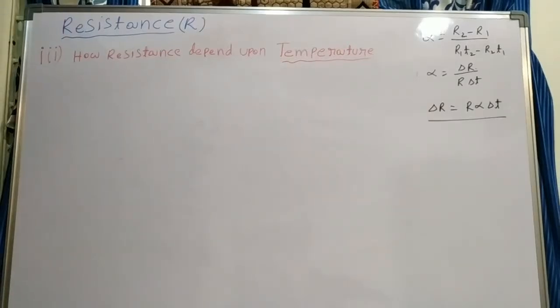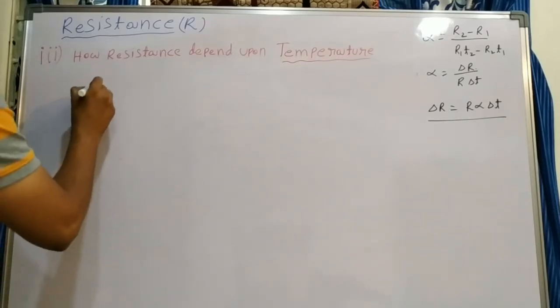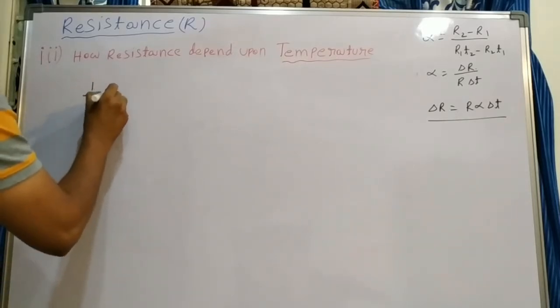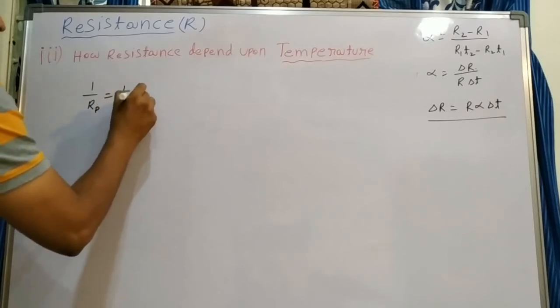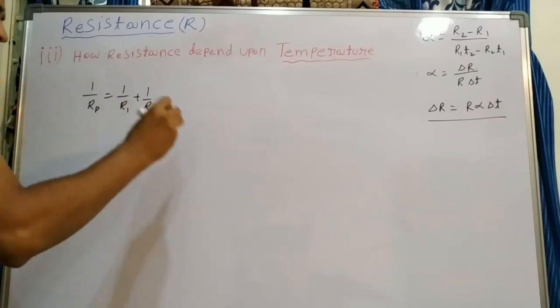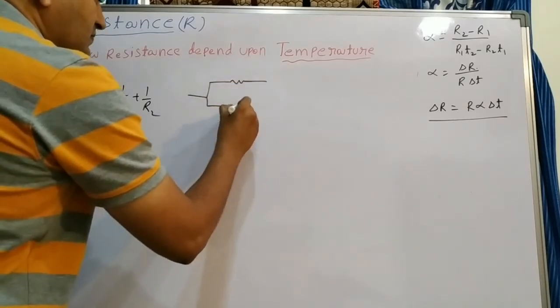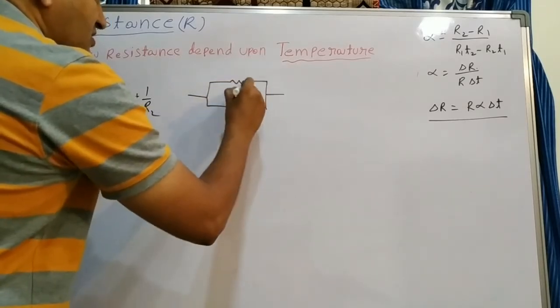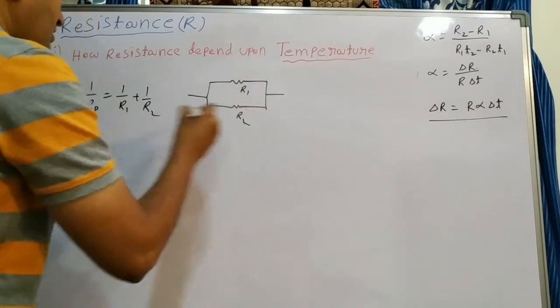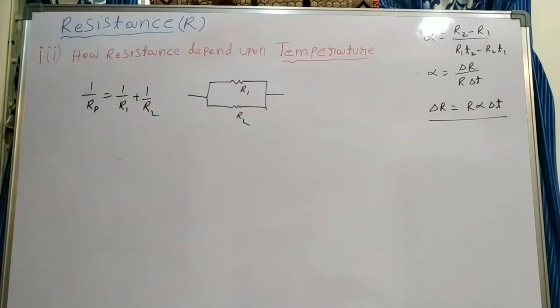If two resistors are in parallel, how does it change? The formula is 1 by R parallel is equal to 1 by R1 plus 1 by R2. If two resistors are connected in parallel, then what is the resultant resistance? R1 R2 is there. Then we can write like this.